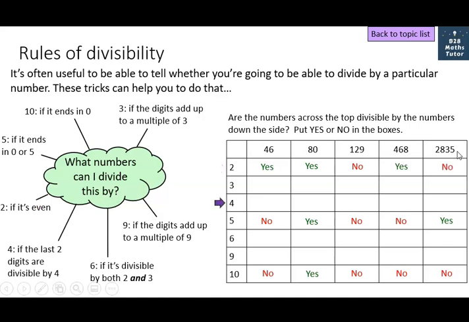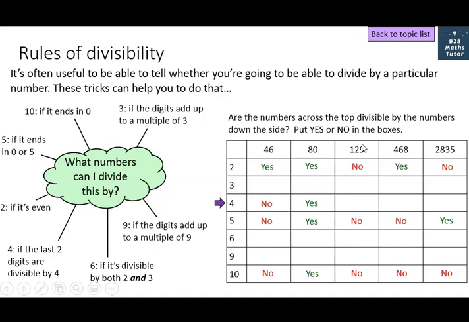Now let's look at the 4s. So 46, is 46 in your 4 times table? Well, 11 4s are 44 and 12 4s are 48. So it's in between them, so it's a no. Is 80 in your 4 times table? Well, 10 times 4 is 40. So 20 times 4 must be 80, so that's a yes.